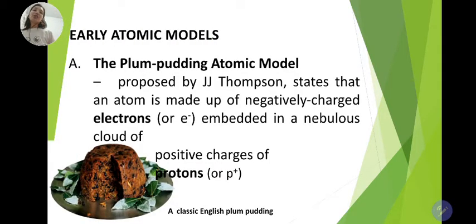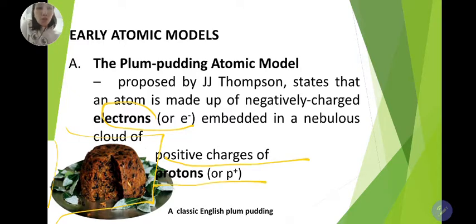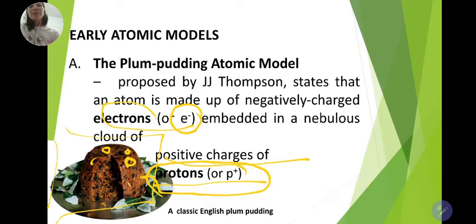So, nag-conduct sila ng mga early atomic models, which was proposed earlier by J.J. Thomson using the plum pudding atomic model. So, kung makikita nyo sa picture, this is an example of a plum pudding. So, he proposed that an atom is made up of negatively charged electrons embedded in a nebulous cloud of positive charges of protons. So, yung pudding mismo, yung brown, yun yung kinoconsider niya na protons. And then, yung mga plum, yung mga black na yun, yun yung kinoconsider niya na electrons. Electrons are negatively charged, symbolized by e negative, and protons are positively charged, symbolized by p positive.